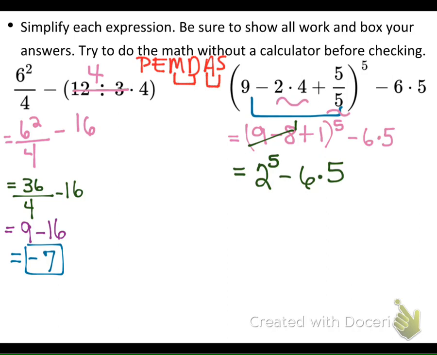So I go to my next letter, E. Do I have any exponents? Little bitty numbers. Do I have any of those little bitty numbers? An exponent? Yeah, 2 to the 5th.